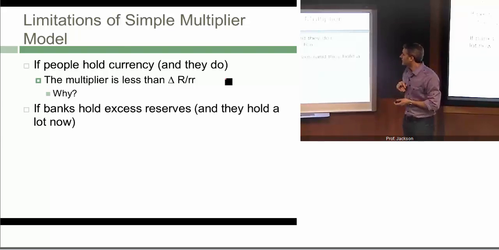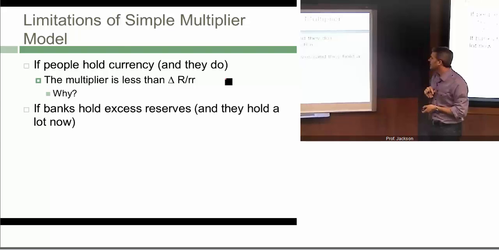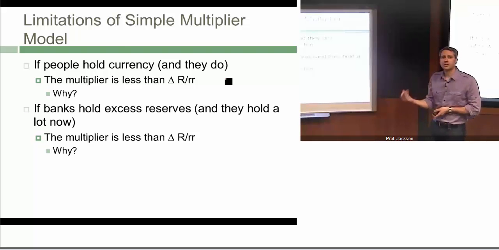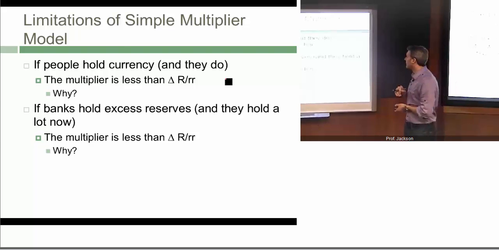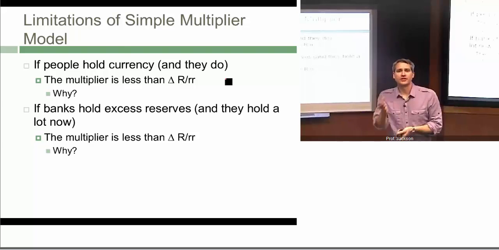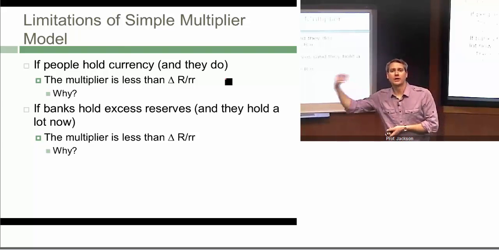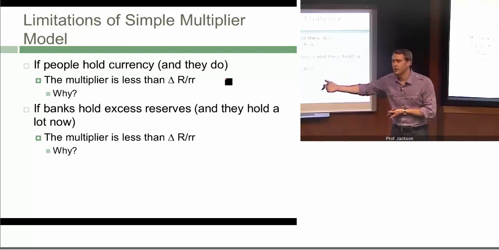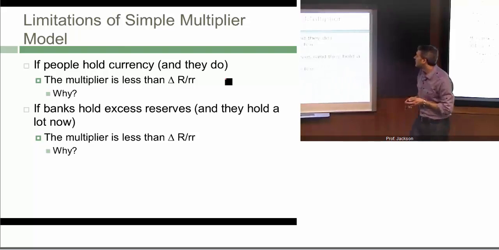And similarly, if banks hold excess reserves, and currently, at least for the last several years, they've been holding a lot of excess reserves, again, the multiplier process is going to be a lot less than what this simple example predicts of a 10-fold increase. And again, the intuition is similar. If banks are holding excess reserves, they're necessarily not making loans, which aren't becoming deposits at other banks, which then create more loans and deposits downstream. And so that mutes the effect of the simple multiplier model.